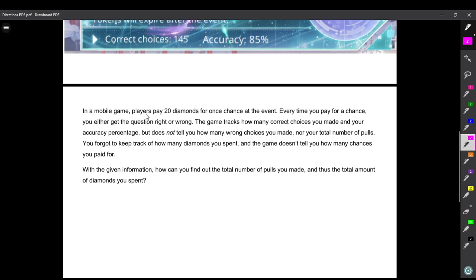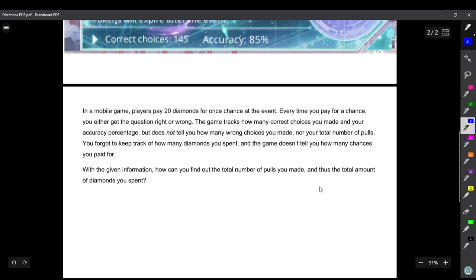So, in a mobile game, players pay 20 diamonds for one chance at the event. Every time you pay for a chance, you either get the question right or wrong. The game tracks how many correct choices you made and your accuracy percentage, but does not tell you how many wrong choices you made, nor your total number of pulls. You forgot to keep track of how many diamonds you spent, and the game doesn't tell you how many chances you paid for. With the given information, how can you find out the total number of pulls you made, and thus the total amount of diamonds you spent?